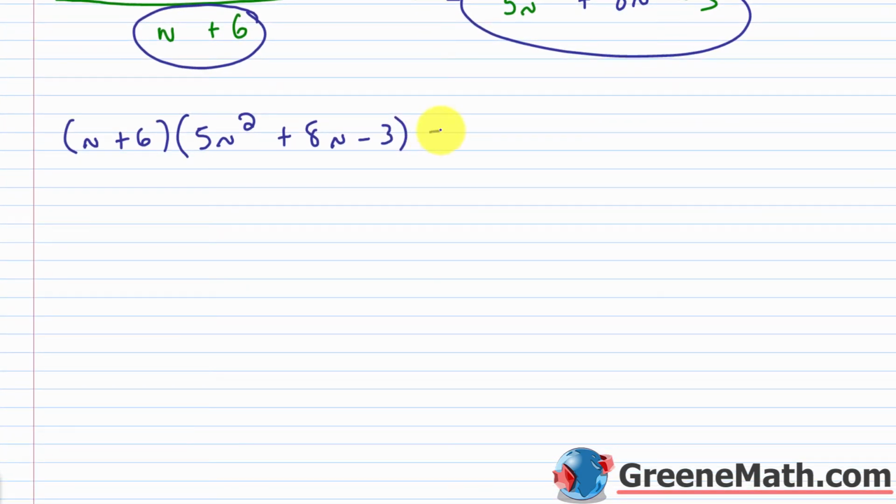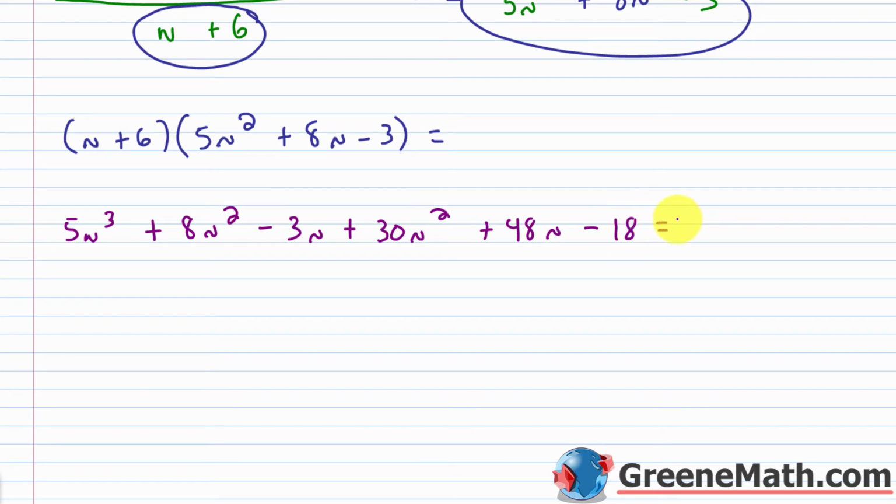Scroll down a little bit. So n times 5n squared is 5n cubed. Then n times 8n would be plus 8n squared. Then n times negative 3 would be minus 3n. Then 6 times 5n squared would be plus 30n squared. Then 6 times 8n would be plus 48n. Then 6 times negative 3 would be minus 18.